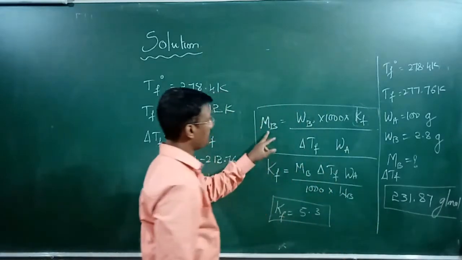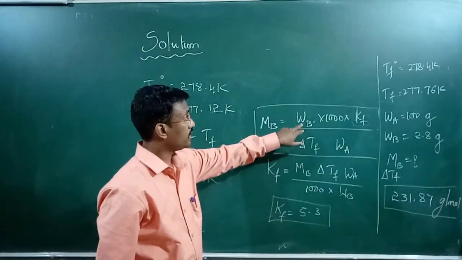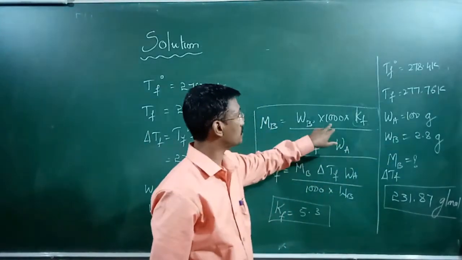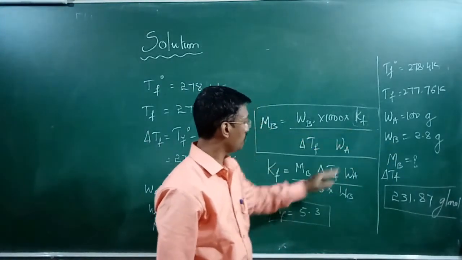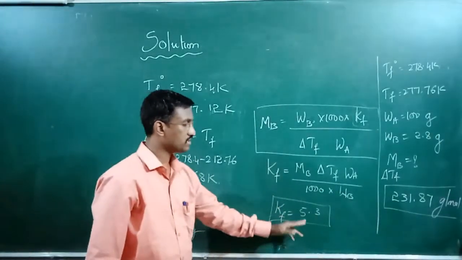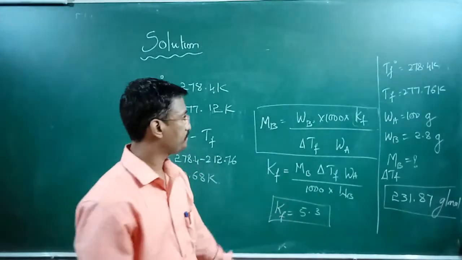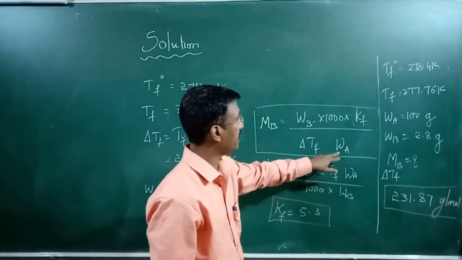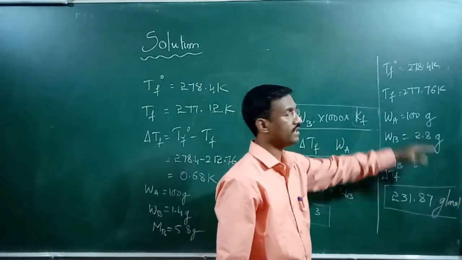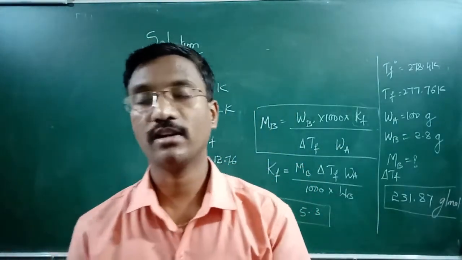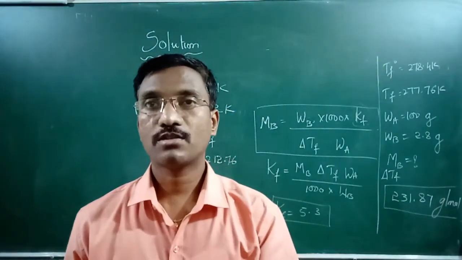Here MB you have to calculate. What about WB? They have given that, 2.8 thousand into Kf, you have already calculated using all this data. Kf is 5.3. Delta Tm you can calculate by the difference of these two, and Wa is nothing but it is given, 100 gram. Using all this given data, you can calculate the molecular mass of the unknown solute.